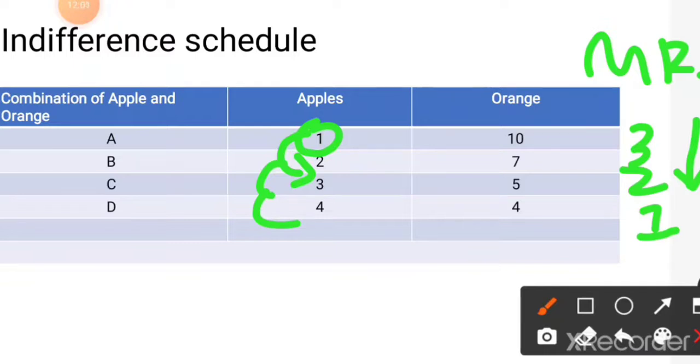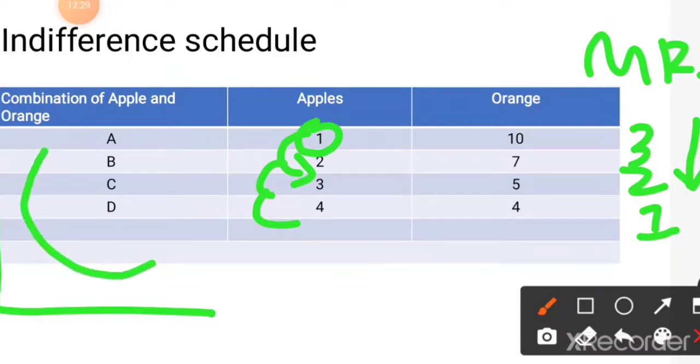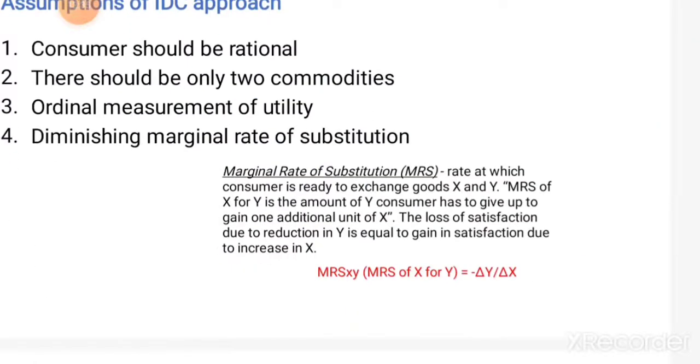Okay, so here the marginal rate of substitution is nothing but the quantity of the sacrificing commodity, means how much quantity you are sacrificing for the other commodity. In general, if marginal rate of substitution is decreasing, the curve will take a convex shape. So that's why the indifference curve has a convex shape here. Okay, so that is the fourth assumption, diminishing marginal rate of substitution. Your marginal rate of substitution is decreasing from 3 to 2 to 1. So that's why it is given as diminishing marginal rate of substitution.